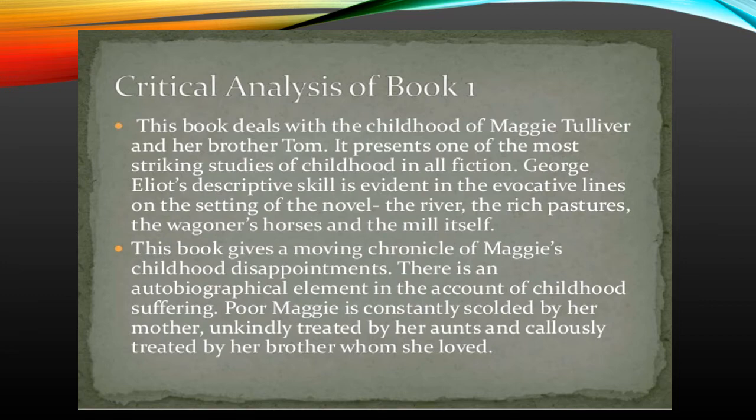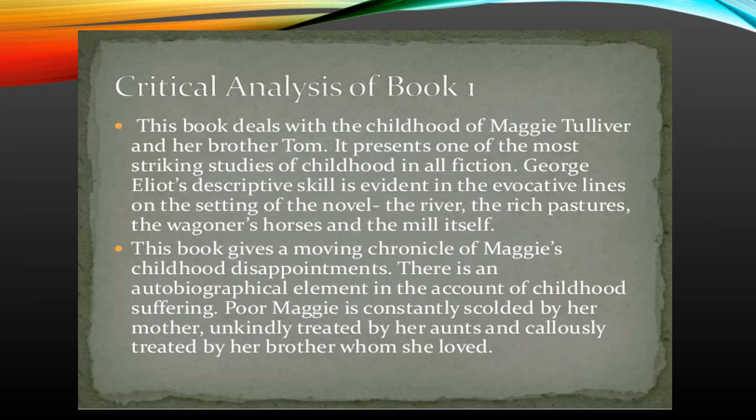Critical analysis of Book 1. This book deals with the childhood of Maggie Tulliver and her brother Tom. It presents one of the most striking studies of childhood in all fiction. George Eliot's descriptive skills are evident in the evocative lines on the setting of the novel.